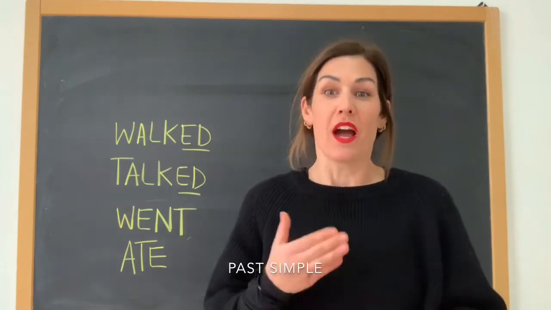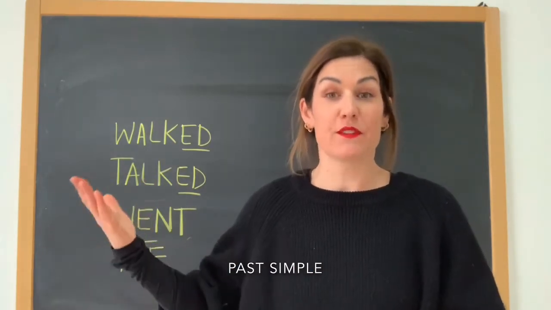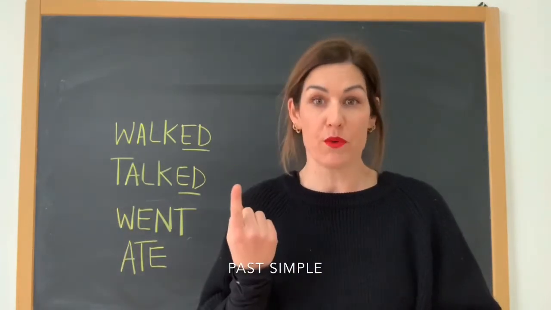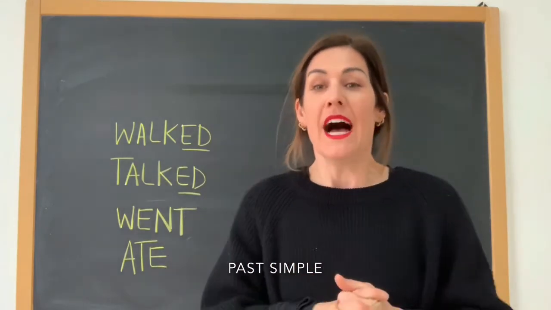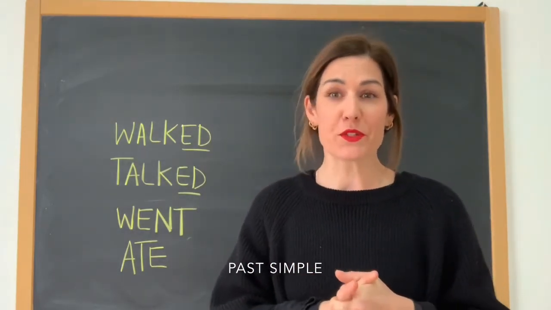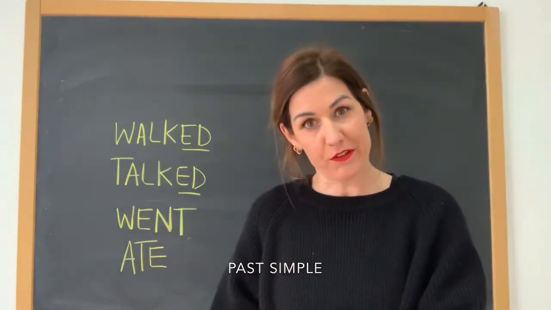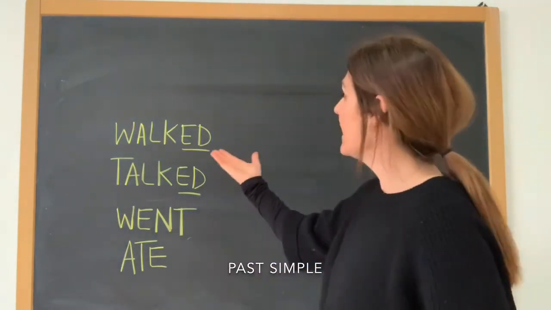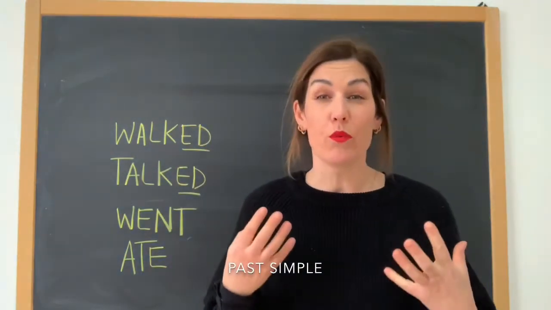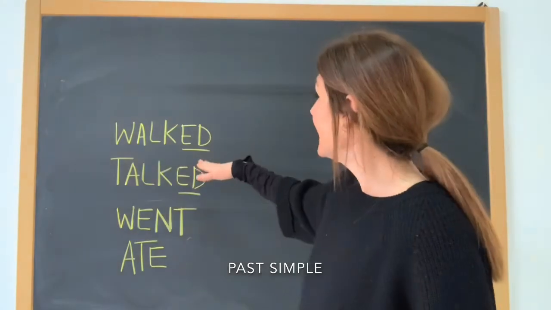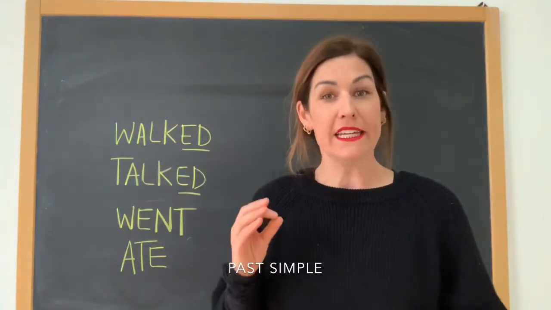Okay, so unlike many other languages which have different tenses for different times in the past, for us we have one past. So it's fairly simple to remember. The other thing that's really important to remember is we have regular and irregular verbs, okay? So if you have a look here, we have walk and talk, okay? So these are what we call regular verbs. And to make it past simple, we simply add ed, okay?